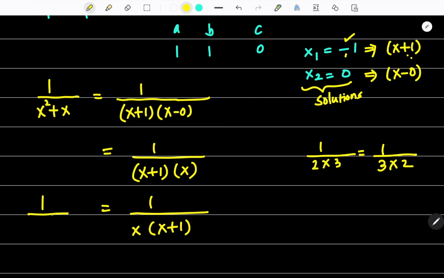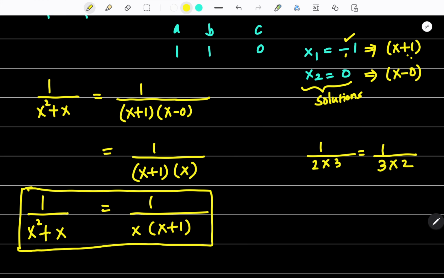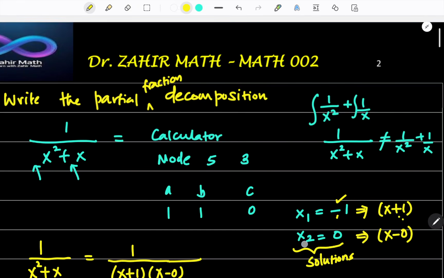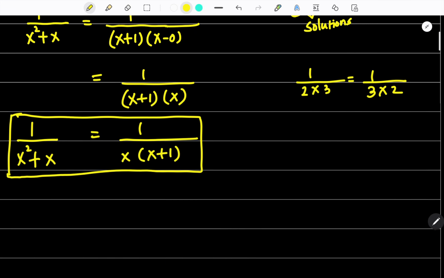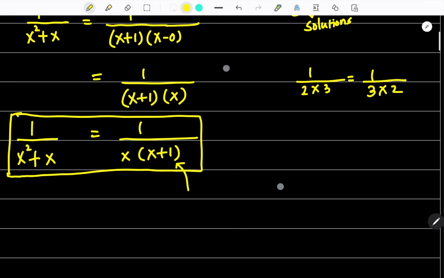So it means what? 1 divided by x square plus x. I wrote it as 1 divided by x times x plus 1. In the beginning you said, teacher, it is not in product, it is in plus. No, look here, it is in product. Now what we are going to do? We are going to convert this into plus. Converting into plus is called partial fractions decomposition. Say it again. Partial fraction decomposition.